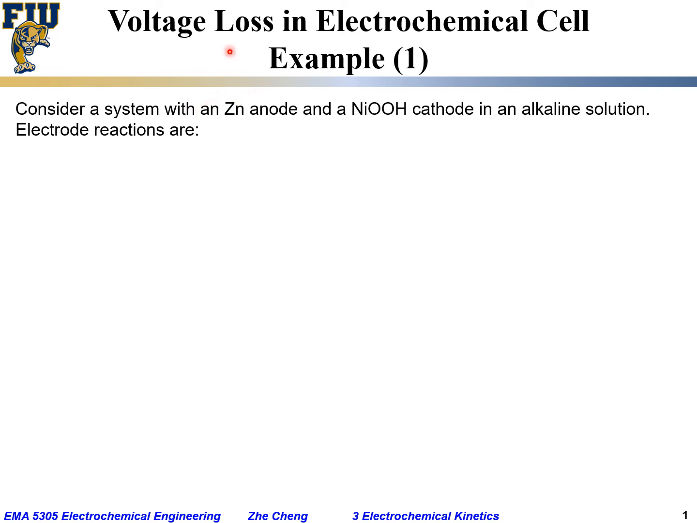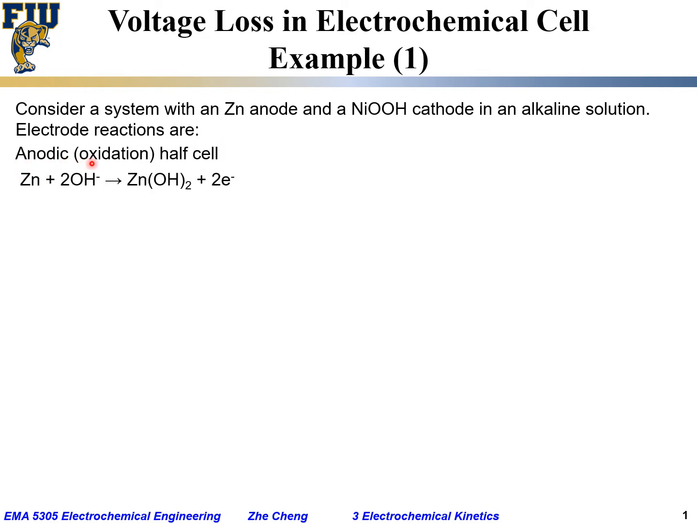Let's look at the voltage load for a practical electrochemical cell. It is a system with a zinc anode and a nickel oxide hydroxide cathode in an alkaline solution. Okay, so let's first look at the so-called electrode reactions.